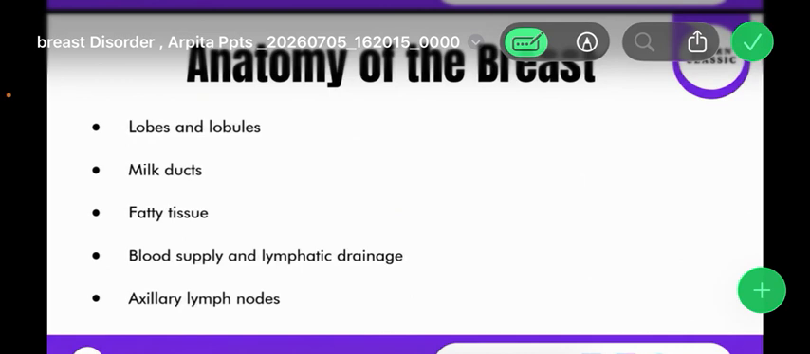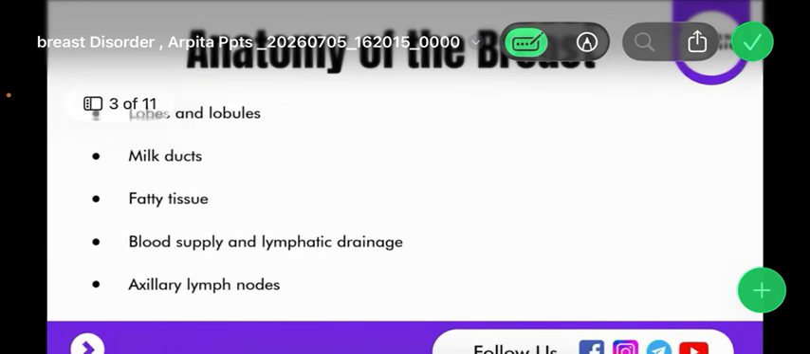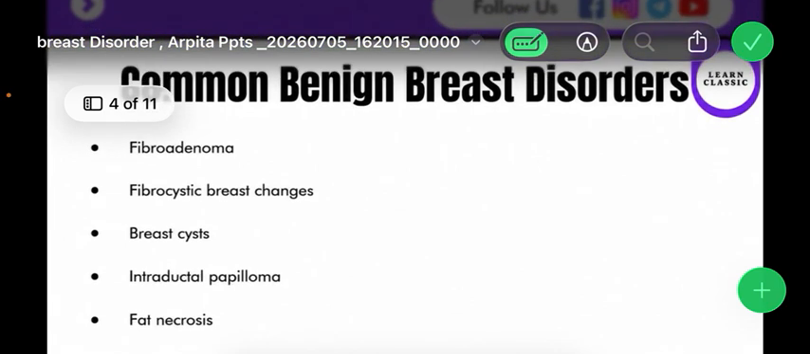blood supply and lymphatic drainage and axillary lymph nodes. So these are the common structures of the anatomy of the breast. You can see a proper breast image on Google. It would be better to locate all these structures so that they get imprinted in your mind. Coming to the common benign breast disorders.